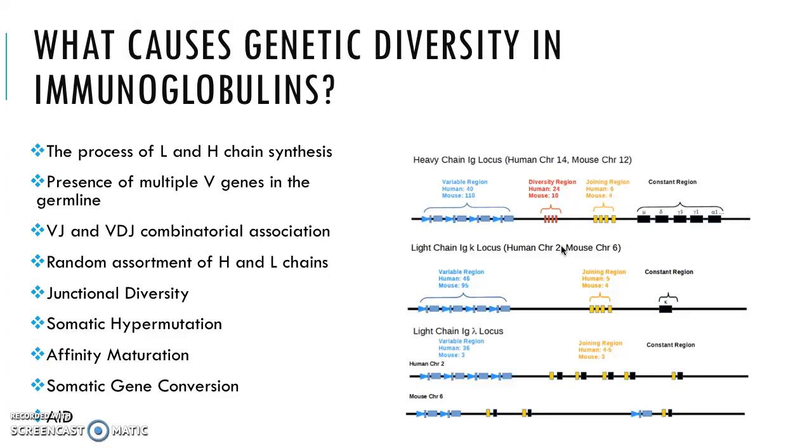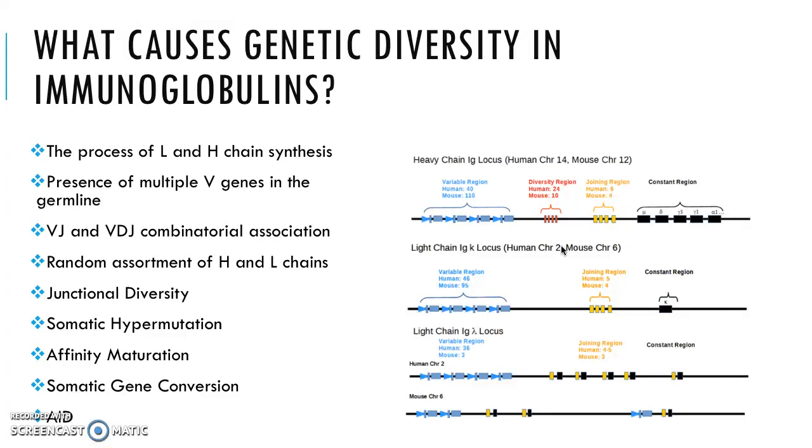VJ and VDJ combinatorial association also plays a role in the great amount of immunoglobulin diversity. Any variable gene can associate with a joining gene to form a variable region of a light chain, and any variable, joining, or diverse gene can also join with one another on the heavy chains.